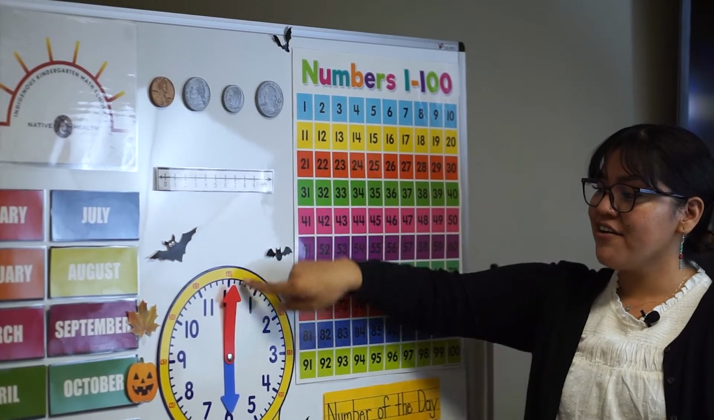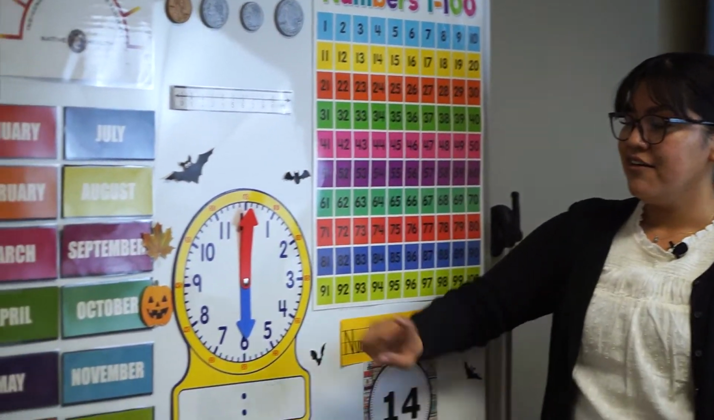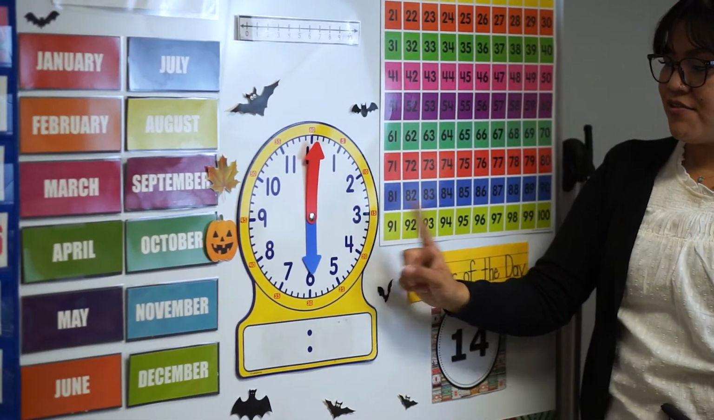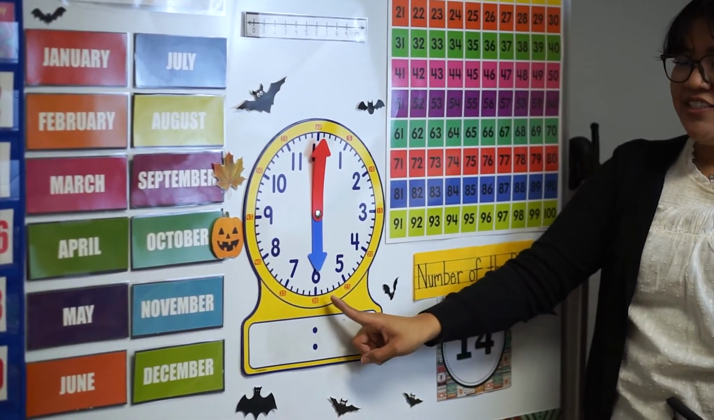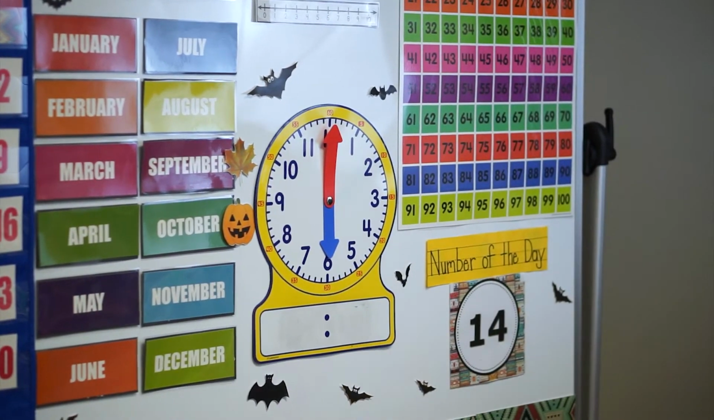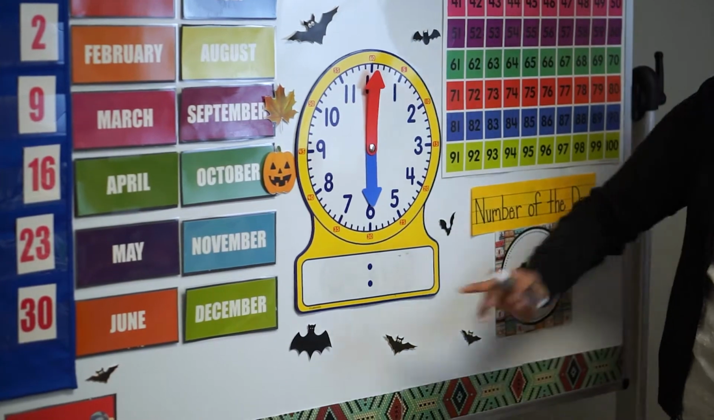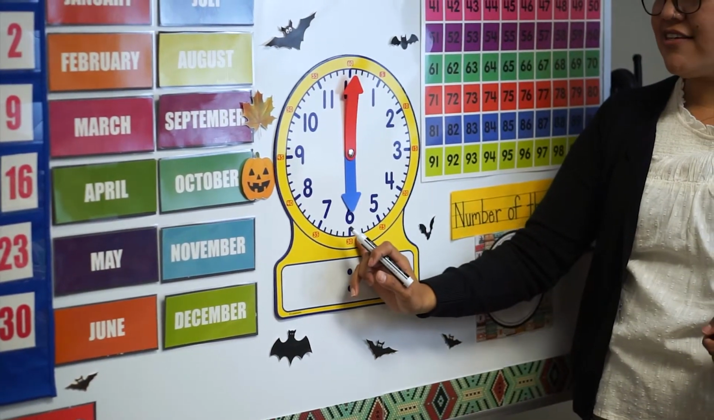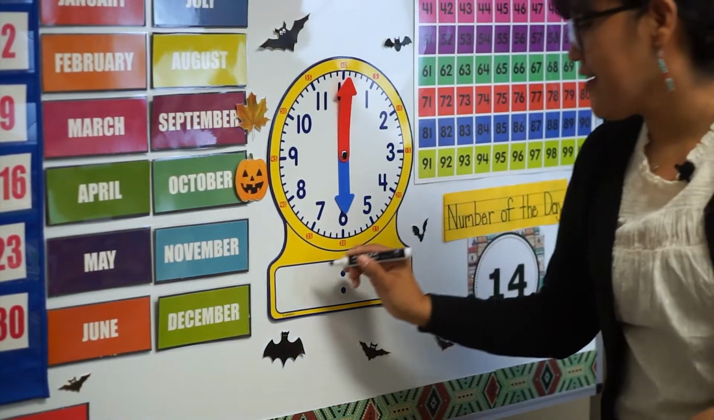If you could look down at our clock, what hand is our clock pointing to? We have 1, 2, 3, 4, 5, 6. It is 6 o'clock. Get our dry erase marker and we can put 6 o'clock because the little hand is pointing at the 6. So that means it is 6 o'clock.